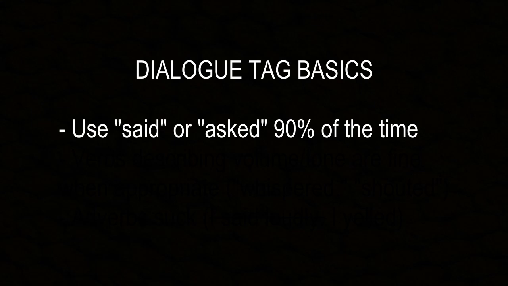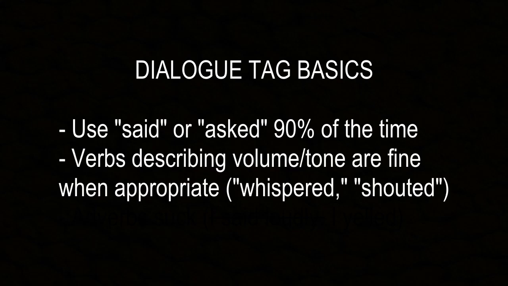However, there are times when you might need to use a fancier verb in order to describe the volume or tone, and that's totally fine when it's appropriate. If you need a character to say they yelled or they whispered or they mumbled or they groaned or they shouted, that's fine when appropriate. For instance, if you have two characters who are hiding from a monster and one says to the other, "Don't let those monsters see us," she whispered, that's appropriate because we need to know that it's spoken quietly.